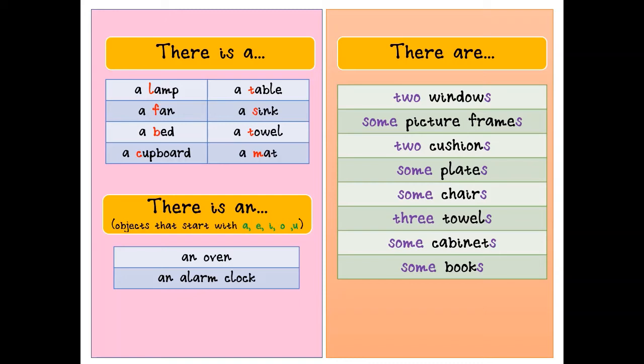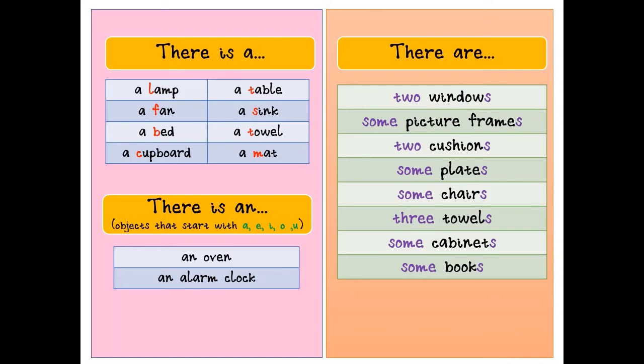There are is used to describe objects that are more than one. Untuk menyatakan tentang sesuatu objek yang lebih daripada satu. Maksudnya ada dua, ada tiga, ada empat dan seterusnya. So, if there are more than one objects, you can use numbers. For example, two windows, two cushions, three towels. Okay, gunakan number kalau awak pasti berapa ada jumlah objek tersebut. But if you are not sure how many objects are there, you can use the word some. Guna perkataan some. For example, some picture frames, some plates, some chairs, some cabinets, some books.